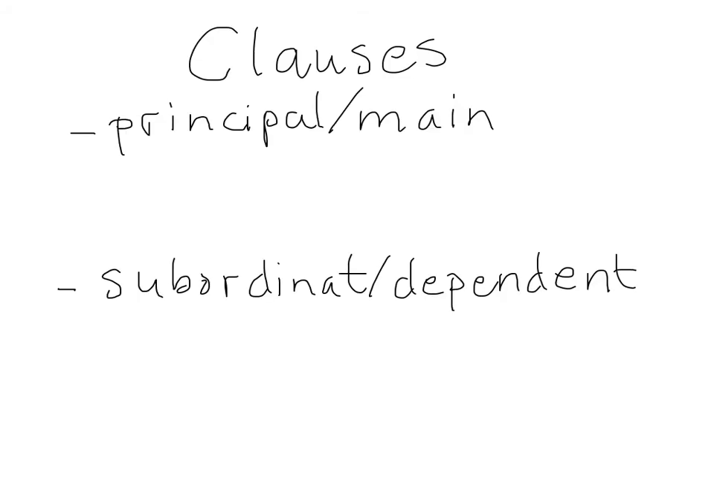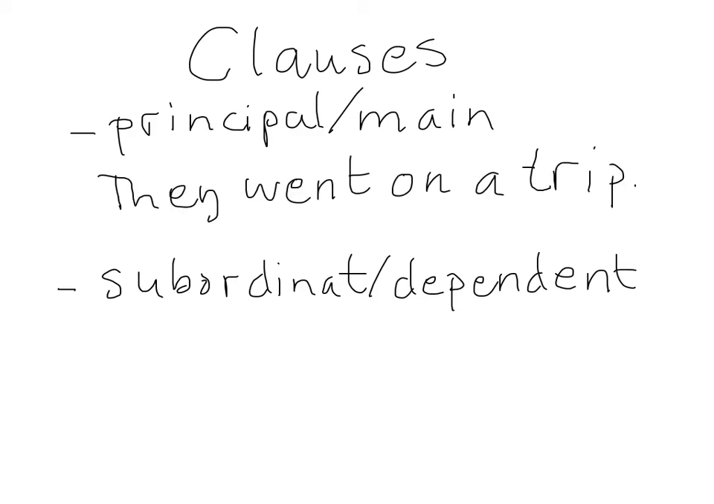And now we're going to look at clauses. And clauses can be divided into principal or main, and subordinate and dependent. And a principal or main clause is a group of words that can stand on its own, and they always include a verb and a subject. An example of a principal clause is they went on a trip. So they went on a trip is a principal clause because it can stand on its own.